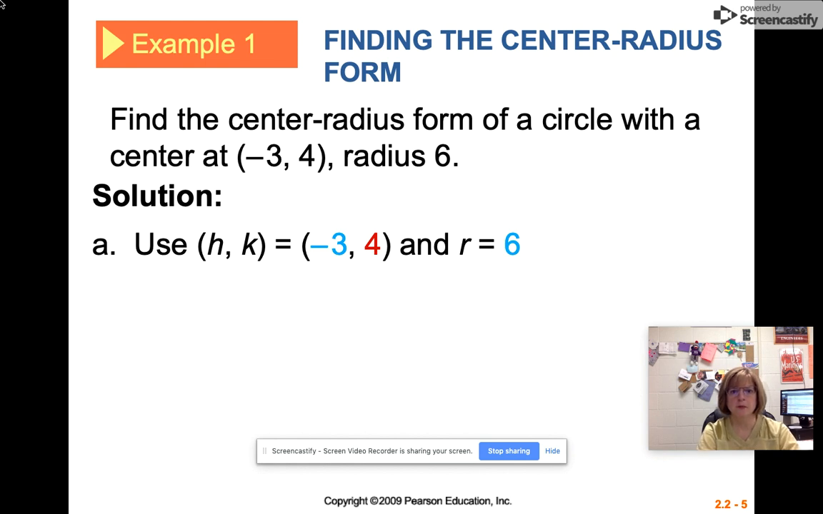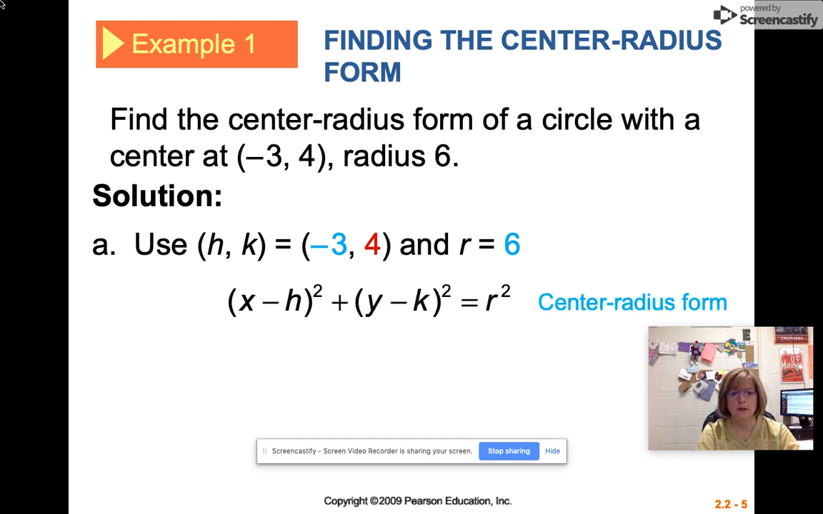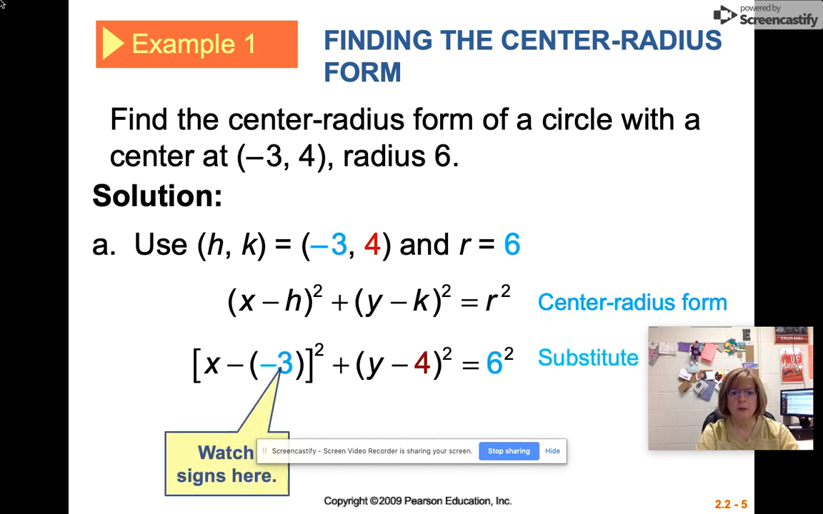So let's look at this example here. We are to find the center radius form of a circle with a center at negative 3, 4 and a radius of 6. So we know what the center is. We know how long the radius is. And now we're going to work with the generic version of our center radius form of a circle. You are not replacing x and y. You are replacing h and k. Those are the x and y coordinates of the center. So we replace h with negative 3 and k with 4 and r with 6.